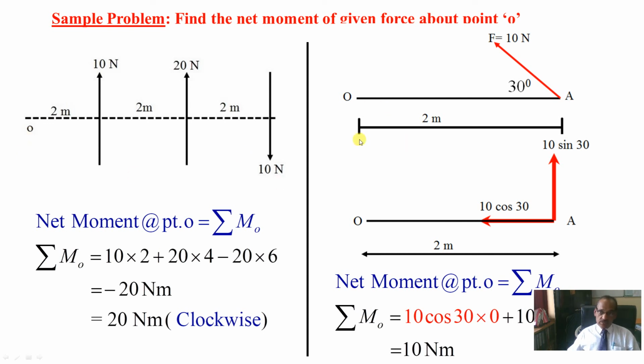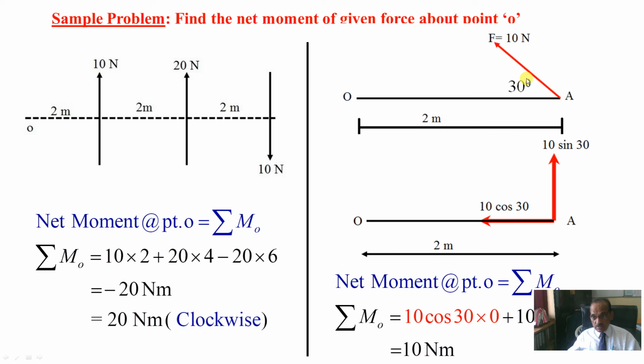Now second example, let us take, this is a point of rotation and this force is 10 Newton acting with inclination of 30 degree at point A. The total distance is 2 meter. Now first what you have to do, this is the point of application. You see, we have seen the characteristics of the force. This is point of application.